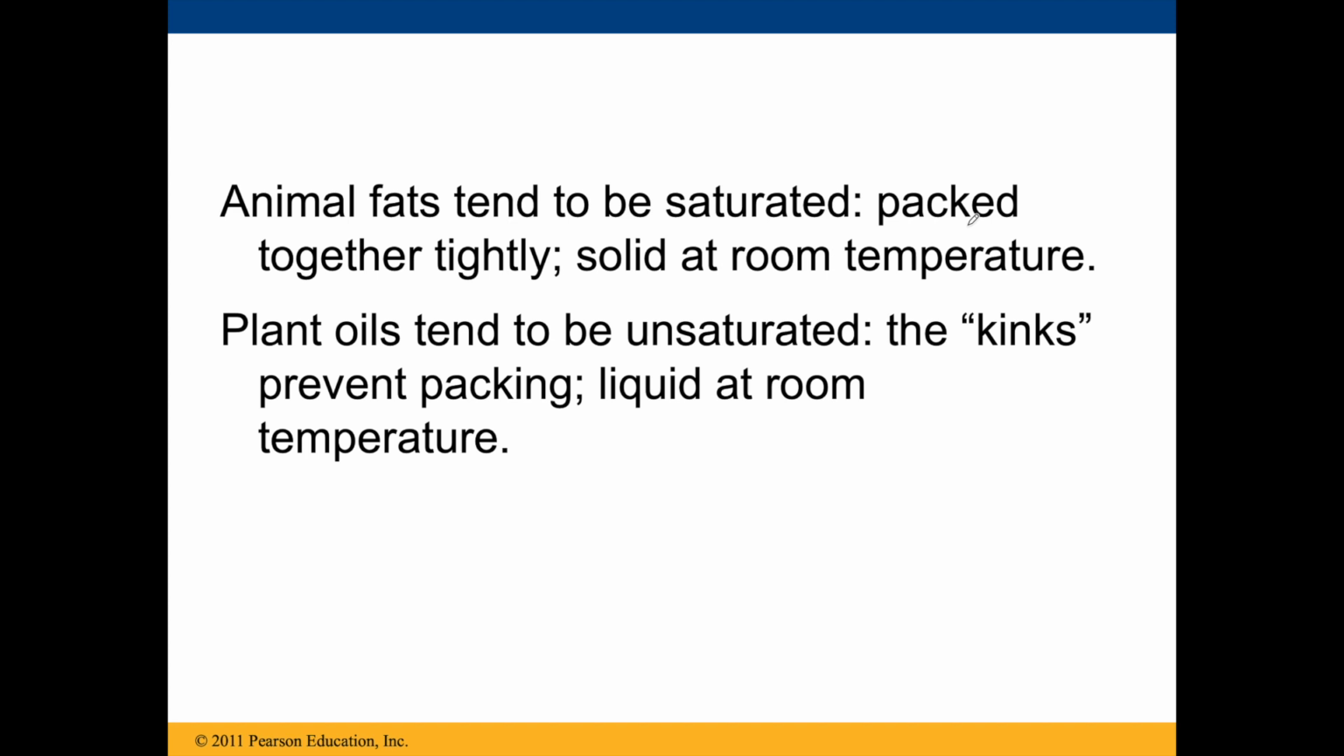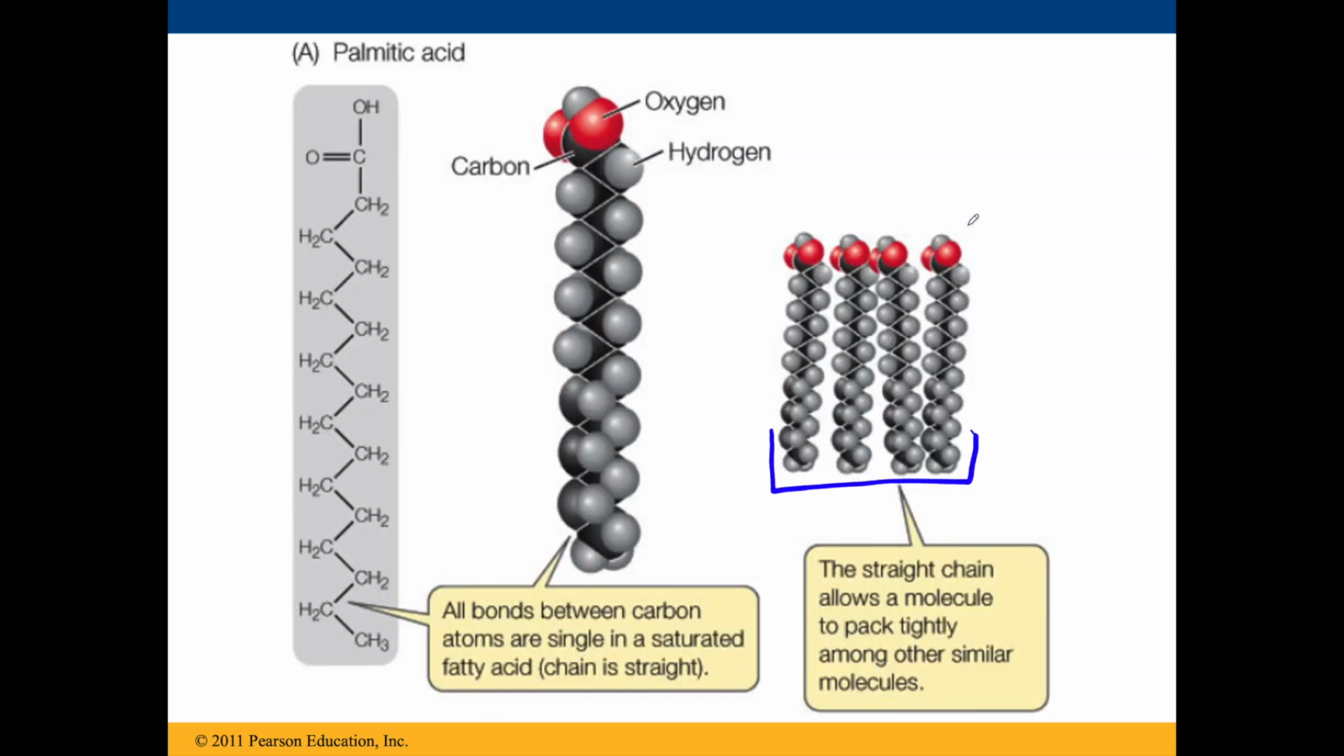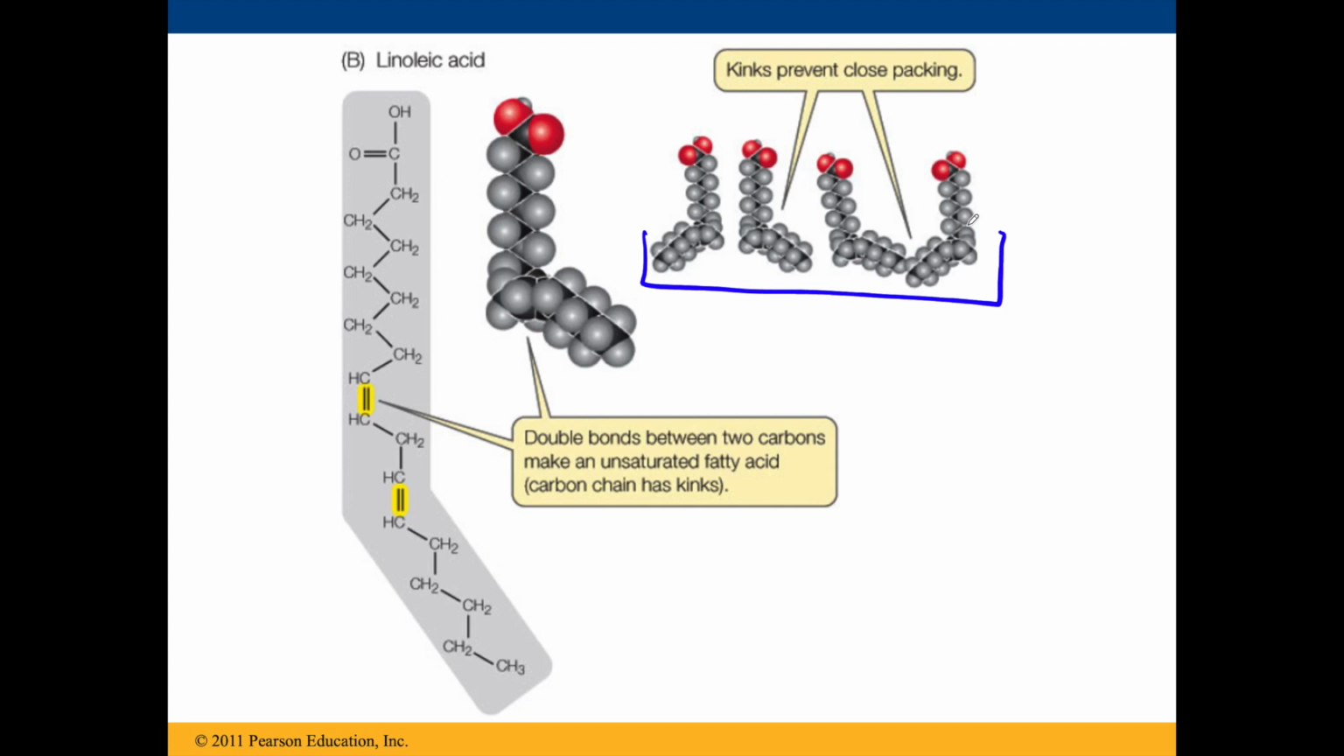For example, animal fats tend to be saturated. So because of that, they're packed tightly together. And because of that, they tend to be solids at room temperature. Remember from the last lecture, my sad little states of matter dance, and what I told you is that in a solid, the molecules tend to be very close together, just vibrating next to each other. Whereas in a liquid, the molecules are farther apart and they're moving around each other.